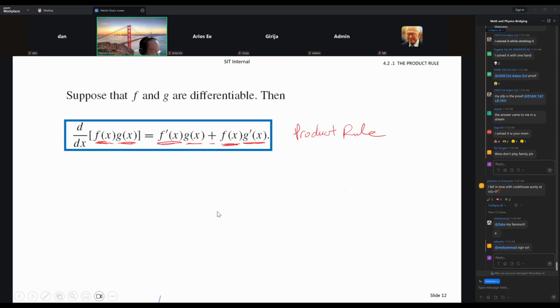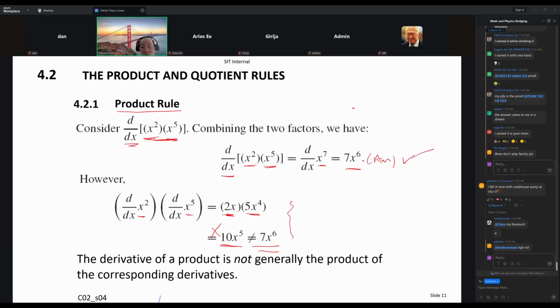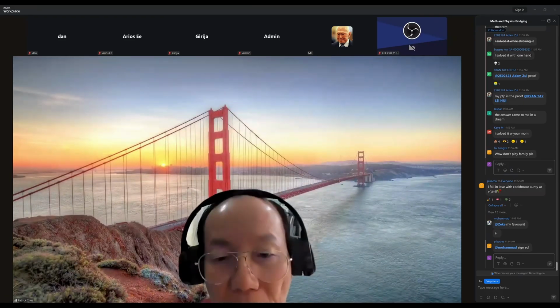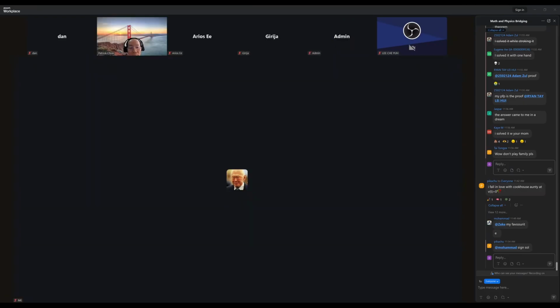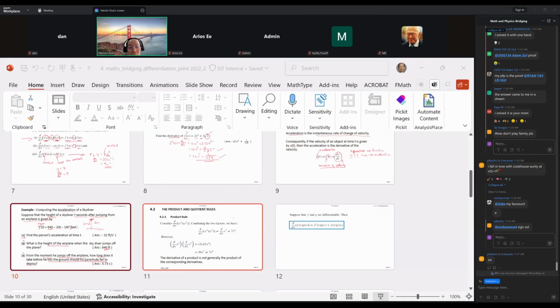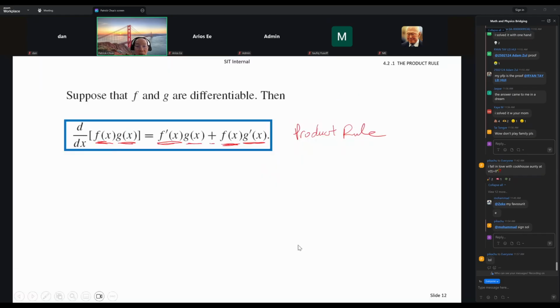Take for example, previously we used a power rule, right? Let's say, can we use product rule or not to do this? Okay, let's try. We have, oops, what happened? This thing comes back. Okay, it comes back already. Can you see? You can see. Let's check.